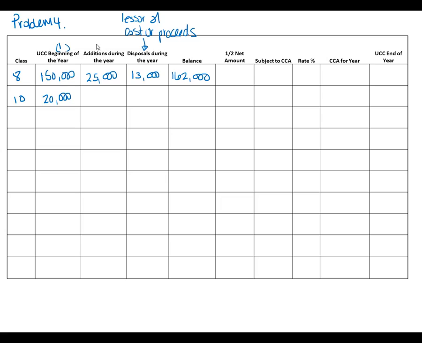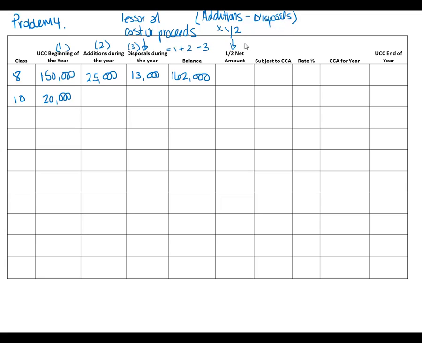I'm going to call this column 1. Additions column 2, disposals column 3. My balance is 1 plus 2 minus 3. Alright, now the half net additions is basically you are only allowed to take CCA on half of your additions less disposals. So this half net amount is always additions minus your disposals times 1/2. Okay, and that's in brackets.